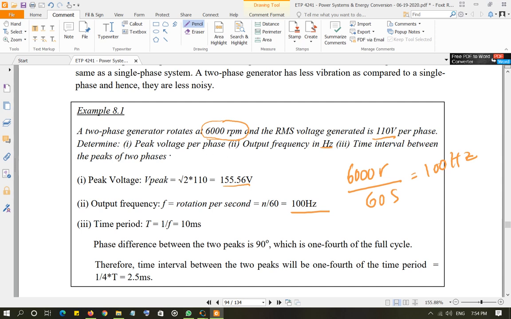And then the time interval between the peaks of the two phases. The two phases are separated from each other by 90 degrees, remember. So the time period of one waveform is 10 milliseconds because the frequency is 100 hertz. The phase difference between the two peaks is 90 degrees, which is 1/4 of the complete cycle. So you take 1/4 of the time period, which is 2.5 milliseconds. That's the difference between the two phases.